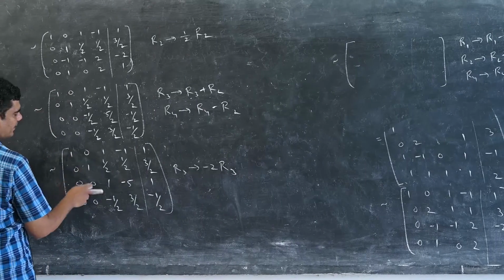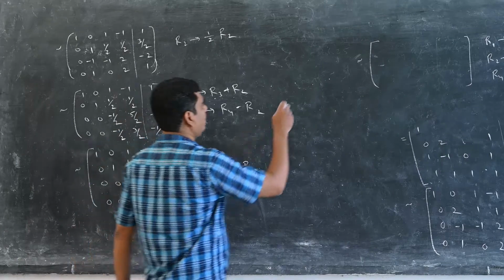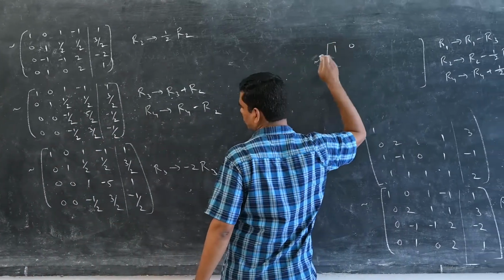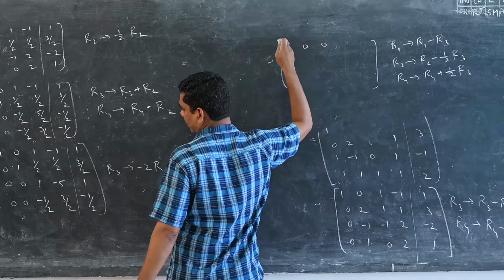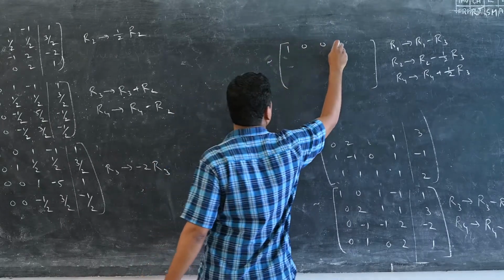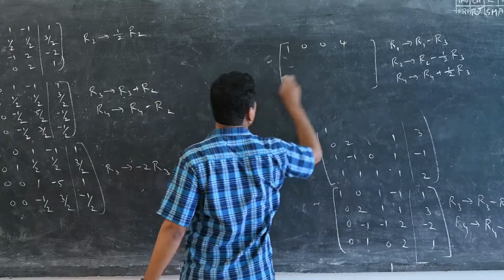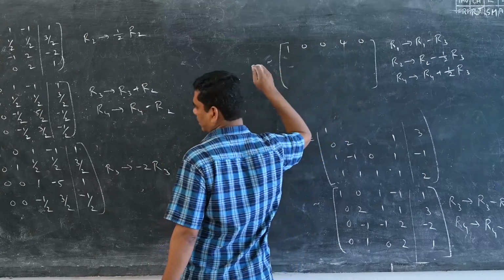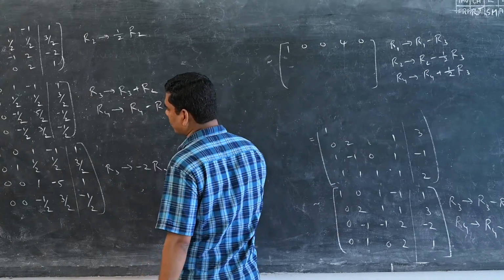this is R1 minus R3. It is 1 minus 1 is 0, 0 minus 0, 1 minus 1 is 0, minus 1 minus minus 5 is 4, 1 minus minus 1 is 0. R2 minus 1 by 2 R3.